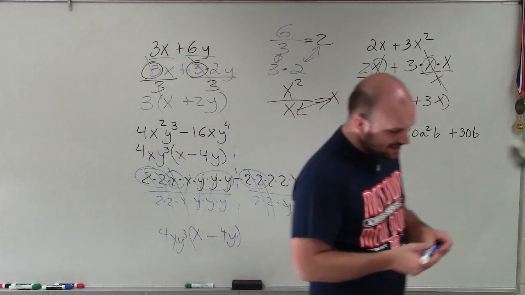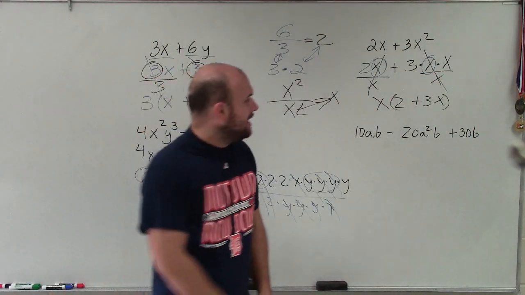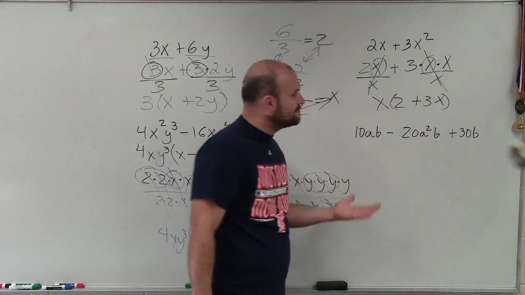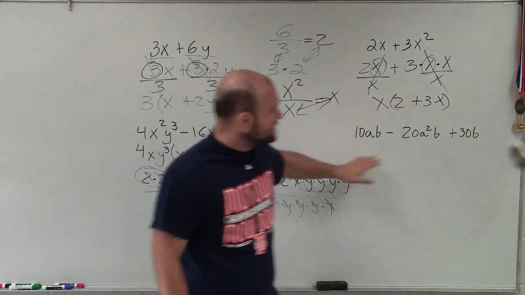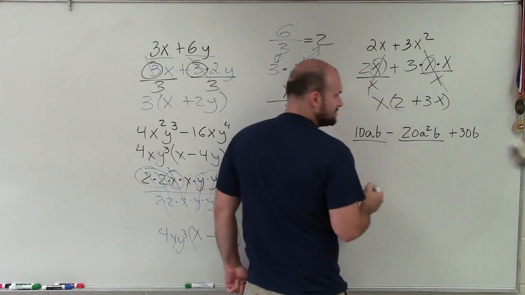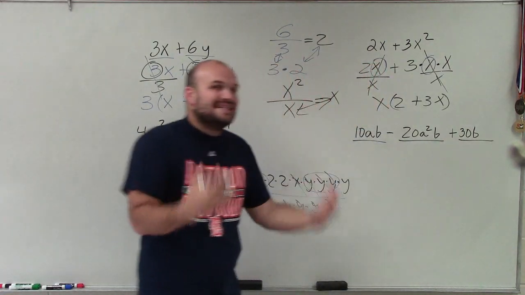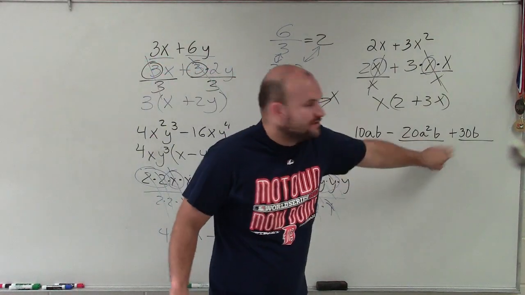OK, and lastly, ladies and gentlemen, I'm going to try to do this one quickly just to get this video over with. You can see here, a lot of students will make the mistake of wanting to factor out an a. That's why I did this problem, because you think you want to factor an a. But the problem is, yeah, here's an a. Yeah, here's a squared, but here there's no a. So you cannot factor it out. It's not a common factor amongst all of the terms.